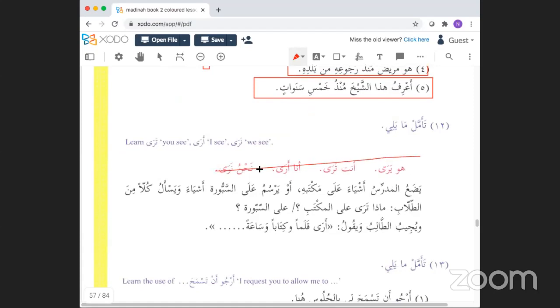تأمل ما يلي. Oh, sorry. Looking at the box. هو يرى. أنت ترى. أنا أرى. نحن نرى. All of these 4 verbs, what type of فعل are they? فعل مضارع. All of them are فعل مضارع.